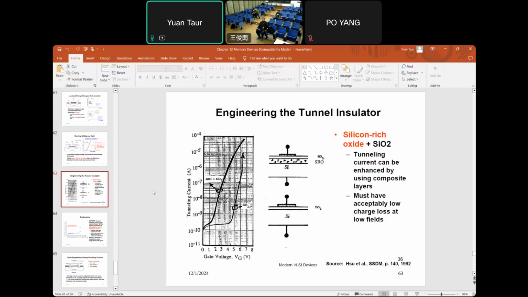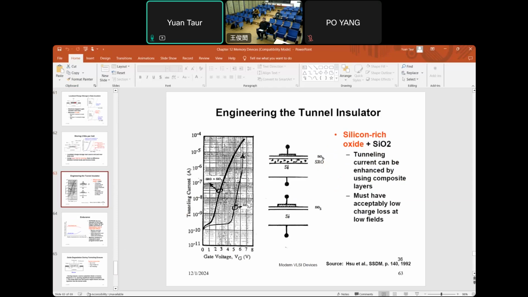The next topic is about the tunnel insulator, or the pure SiO2. When you measure the tunneling current versus gate voltage, it's shown by this curve. It stays low until you get to very high field and it starts to break down. And then all of a sudden it breaks down. So that's this curve.